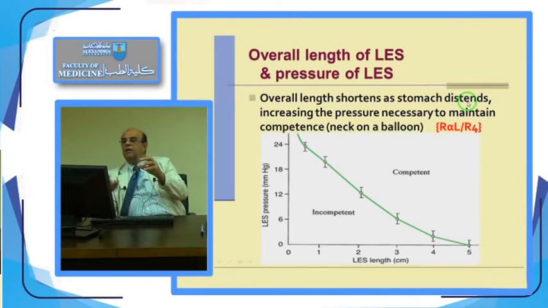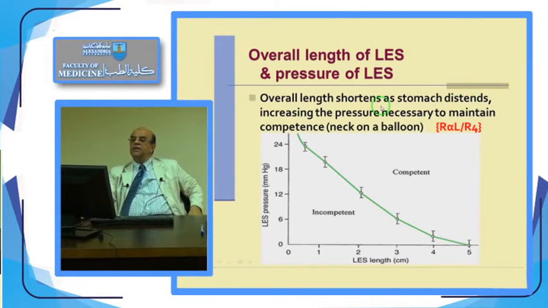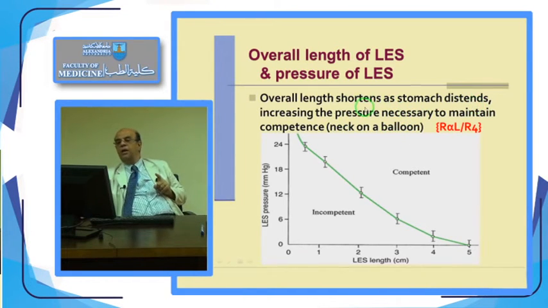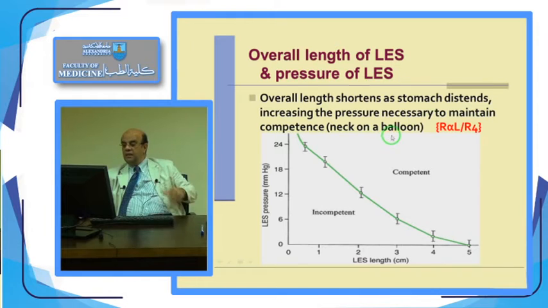So when the stomach distends, the pressure in the stomach increases, and the high pressure zone diminishes in size and the pressure inside diminishes, and this will lead to reflux. So the overall length of the high pressure zone shortens as the stomach distends. Increasing the pressure necessary to maintain competence is important.